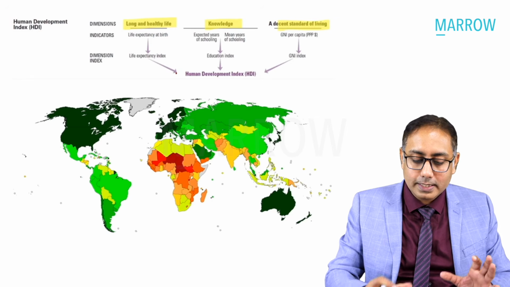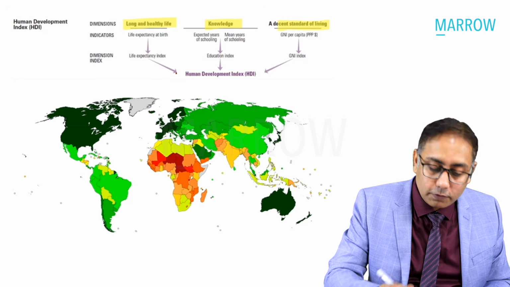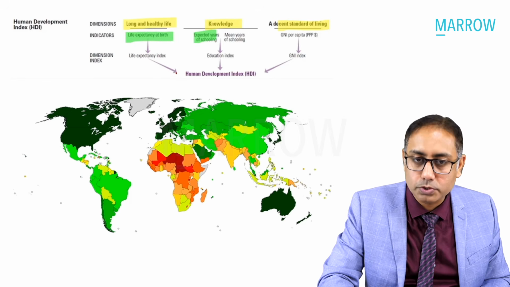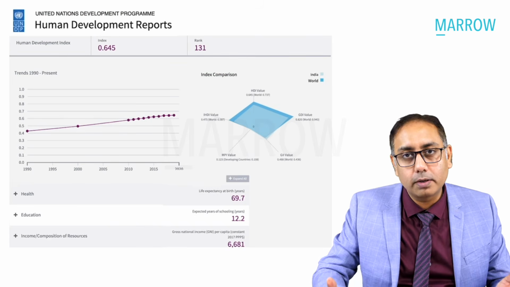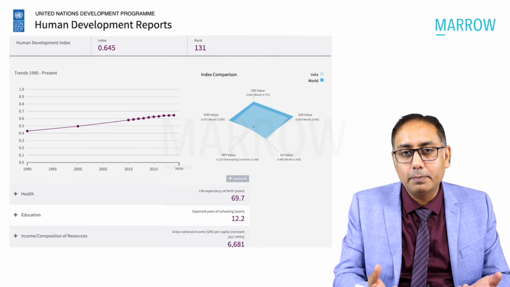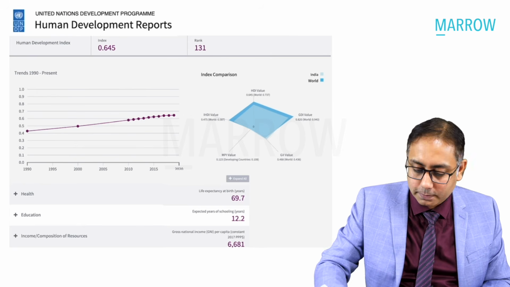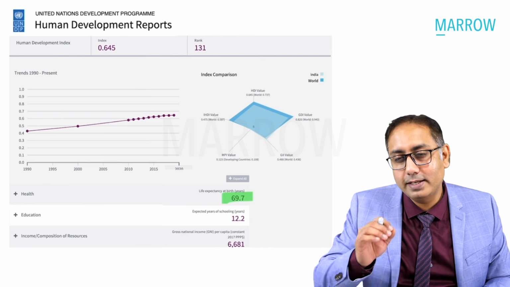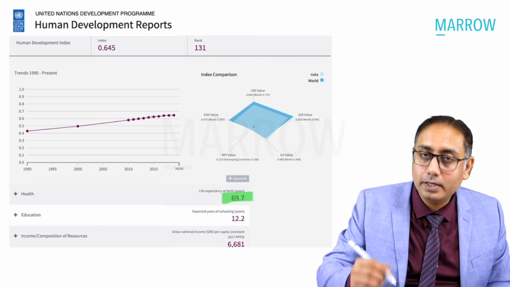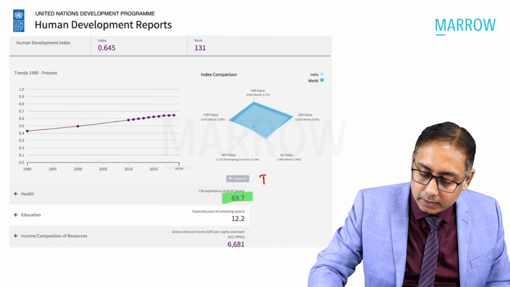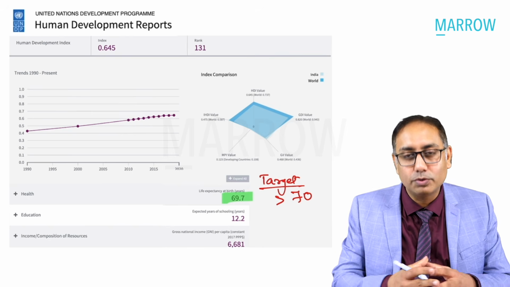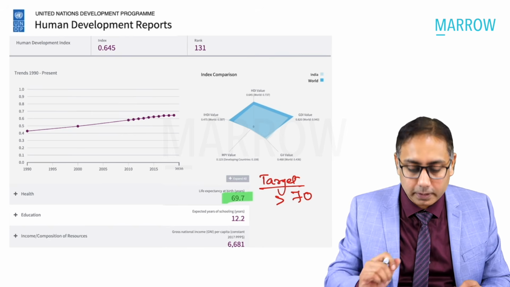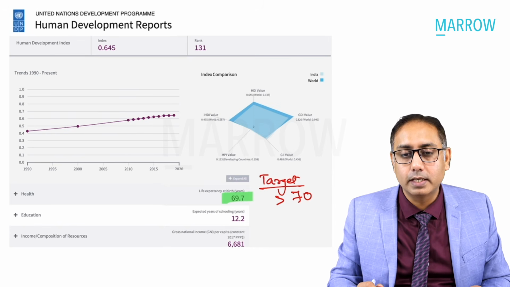So there are 4 indicators: the life expectancy at birth, expected school years, mean school years, and the GNI per capita. That is going to give you the Human Development Index. If you talk about the HDI for India, you can remember the numbers. The health, that is the life expectancy for India, is 69.7. It is important for you to remember that the target for the life expectancy we wanted to achieve is more than 70 years. And in fact, as per the HDI report 2020, we are very close to that number. We already have attained 69.7. The education index is 12.2.